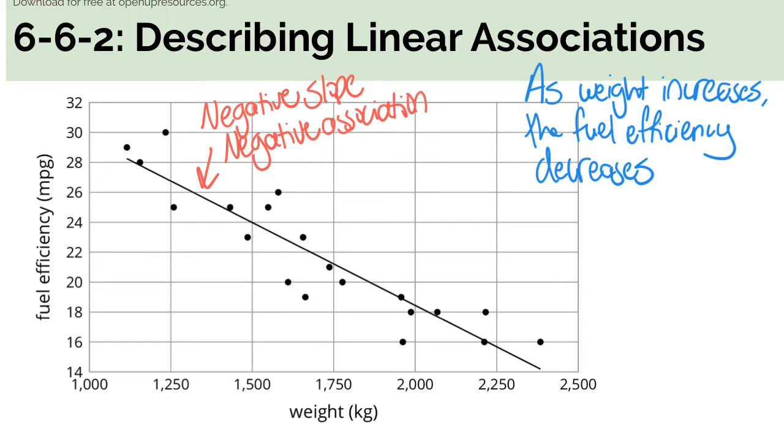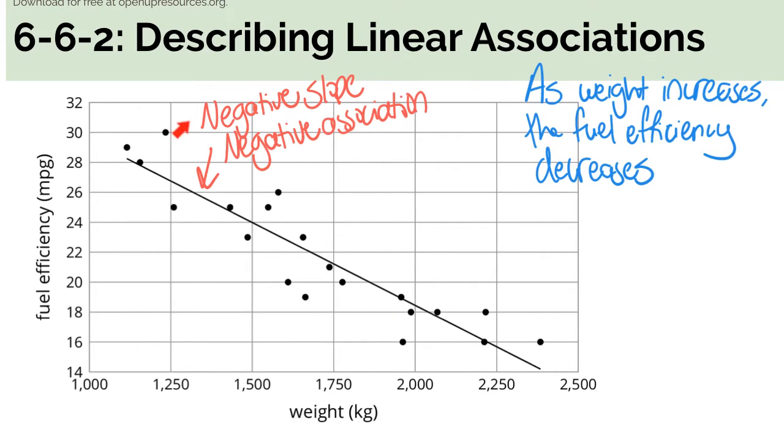We're going to use this graph as an example for what you're going to do next. We've seen this graph before, the weight of vehicles and the fuel efficiency of those vehicles. And I'm going to use this statement to describe what's happening in this graph. As the weight increases, the fuel efficiency decreases. That means as the weight of my car goes up, the fuel efficiency of my car is going down.